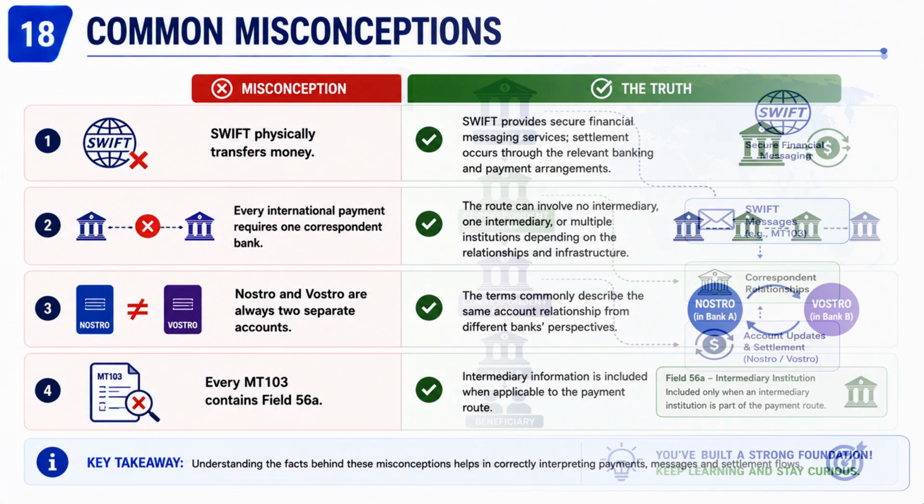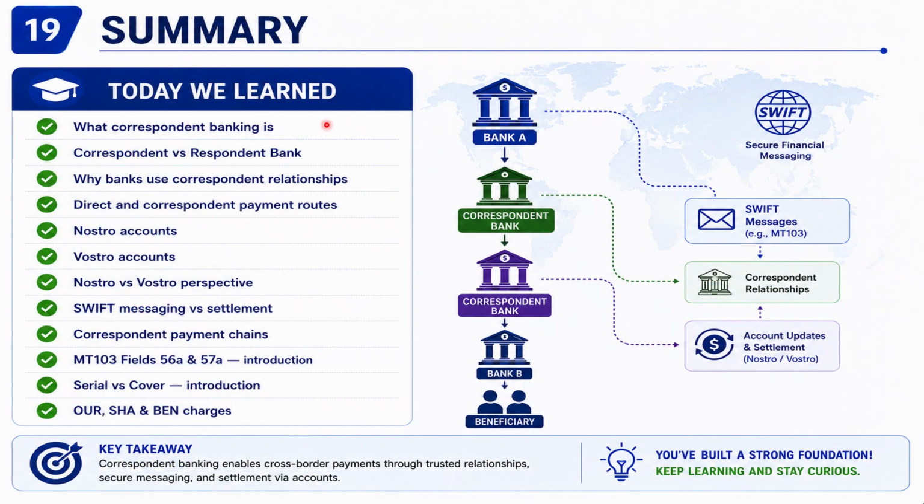Summary. Let's quickly summarize what we learned today. We understood correspondent banking and the difference between correspondent and respondent banks. We learned why banks use correspondent relationships and how direct and correspondent payment routes can differ. We explored Nostro and Vostro accounts and understood that these terms represent different perspectives on an account relationship.